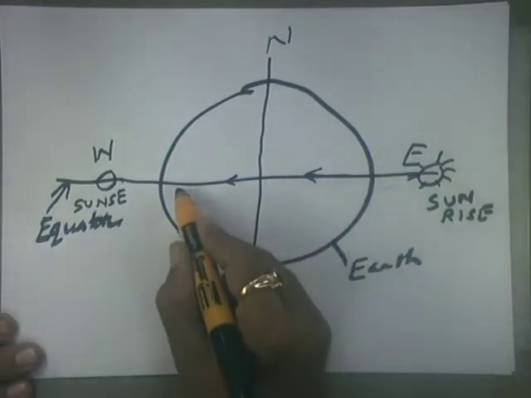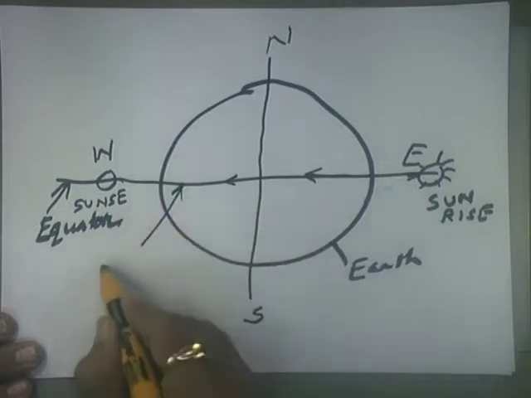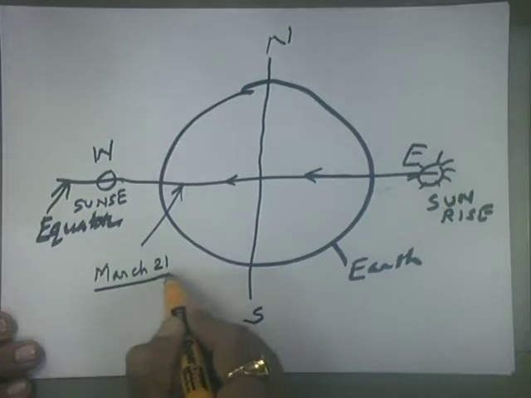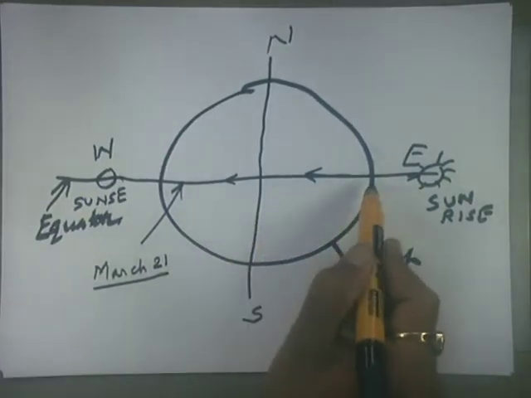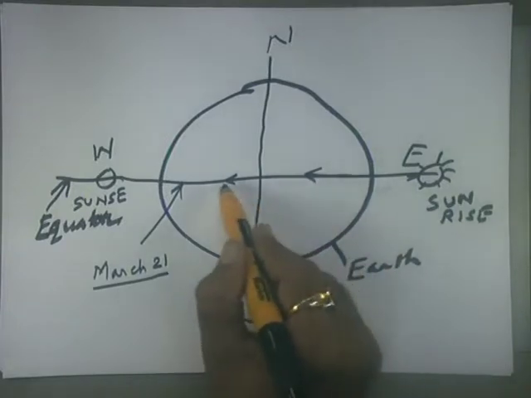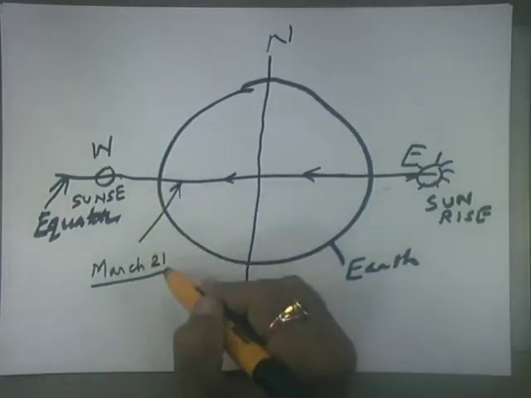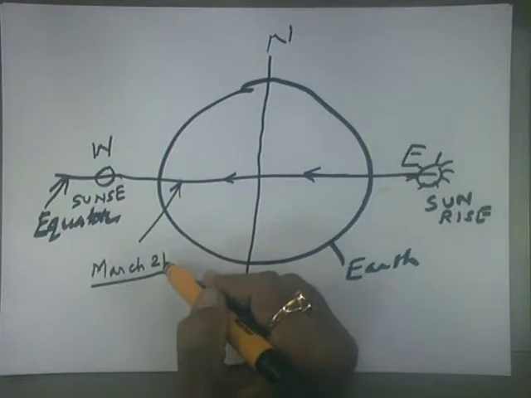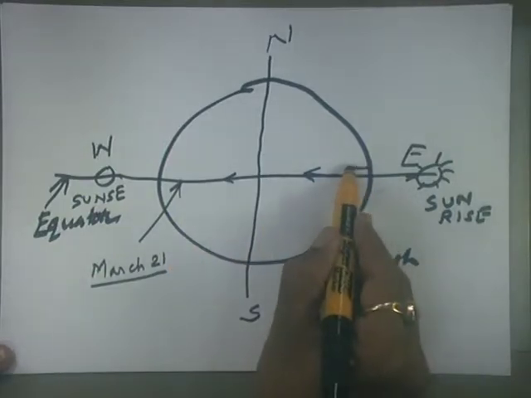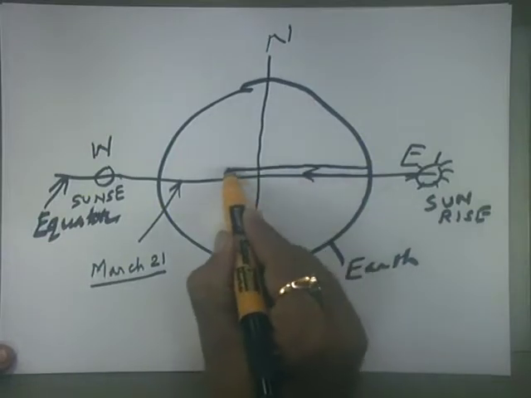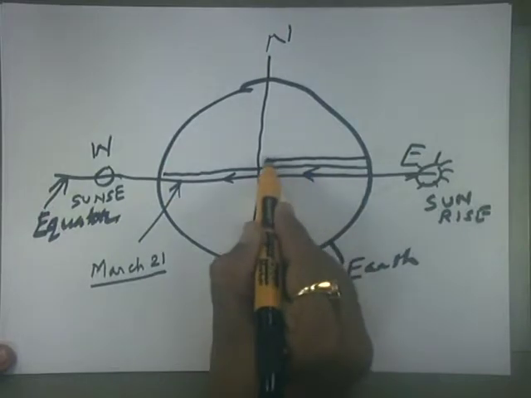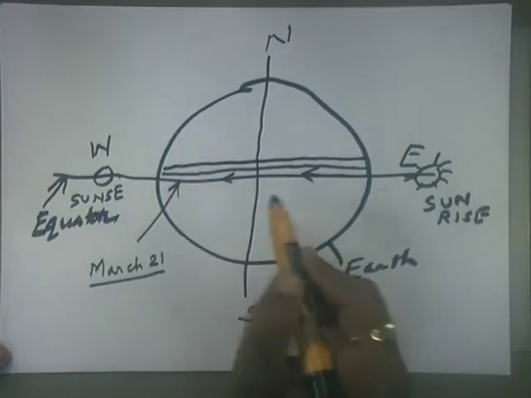On exactly March 21st, the path of the sun is exactly coinciding with the equator line. So as the date changes, March 22nd, 23rd, 24th, this orbit line will be slightly shifting. The orbit line will be shifting towards the north hemisphere.